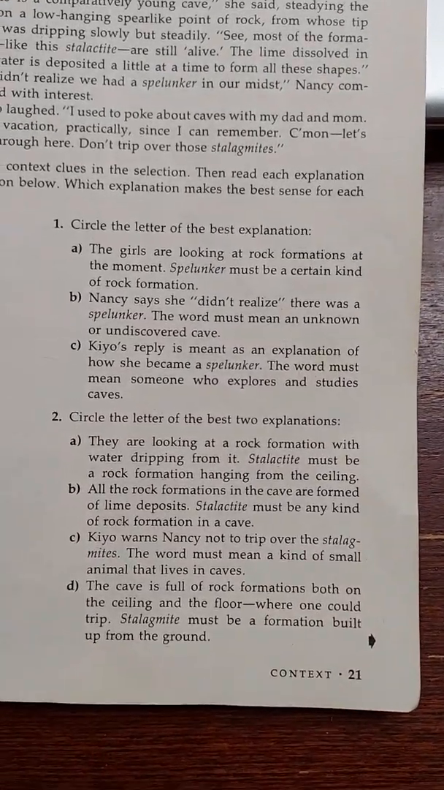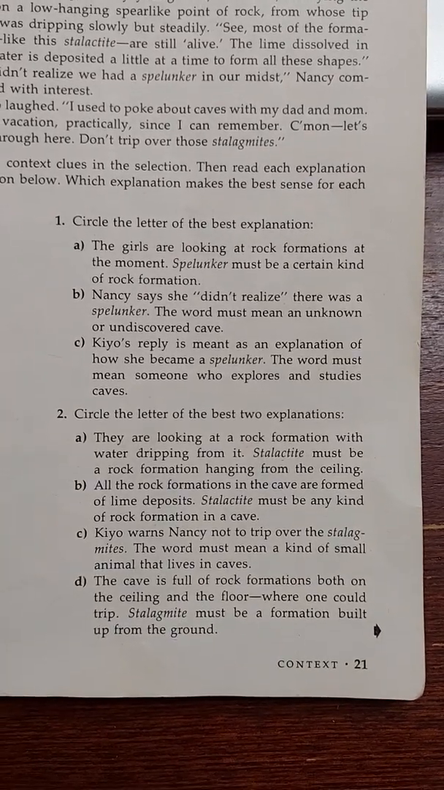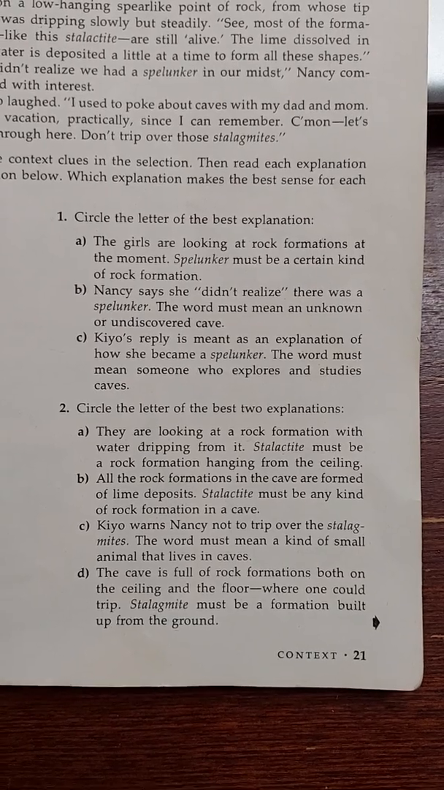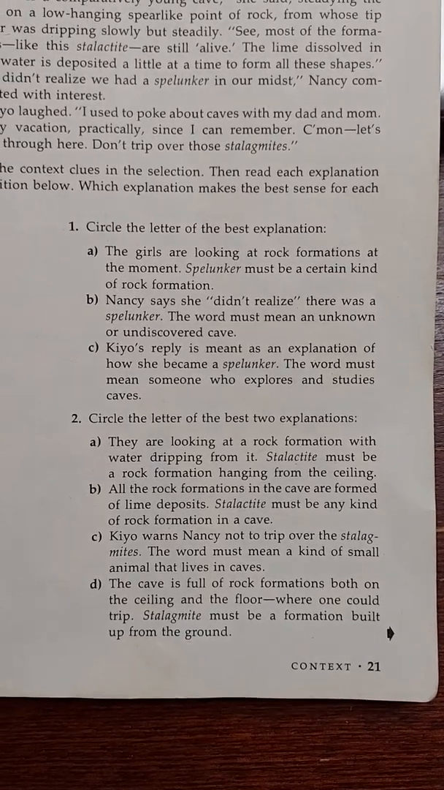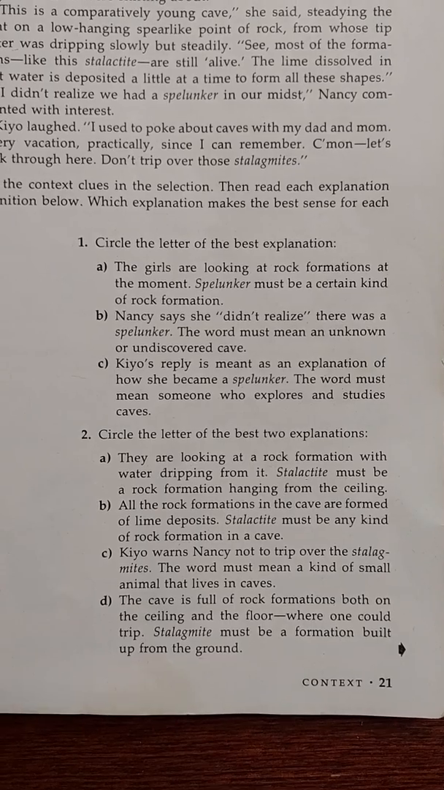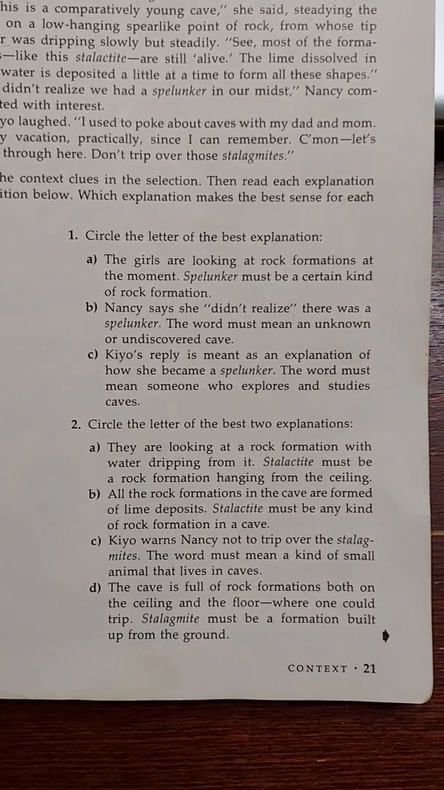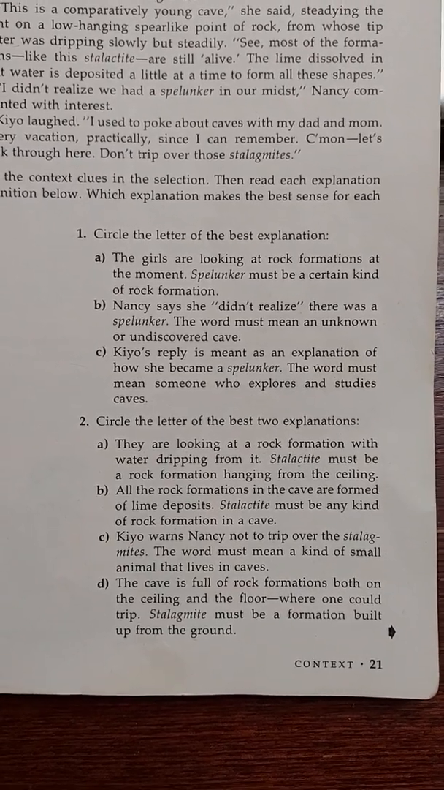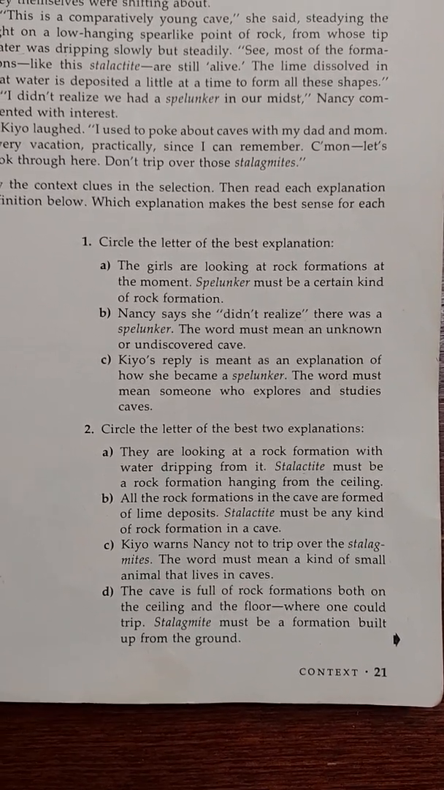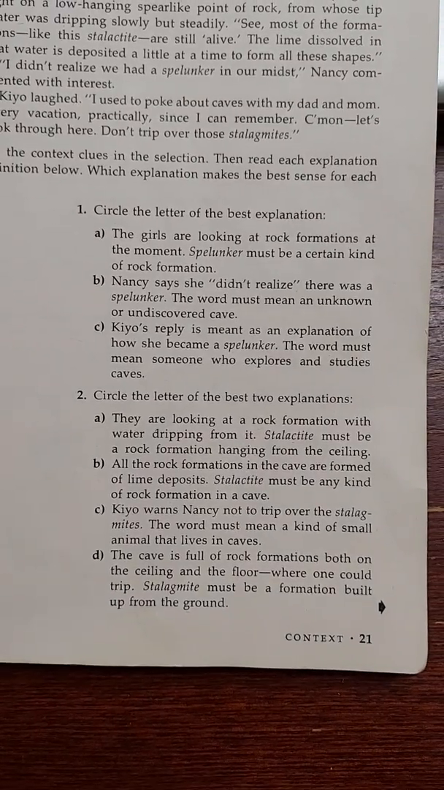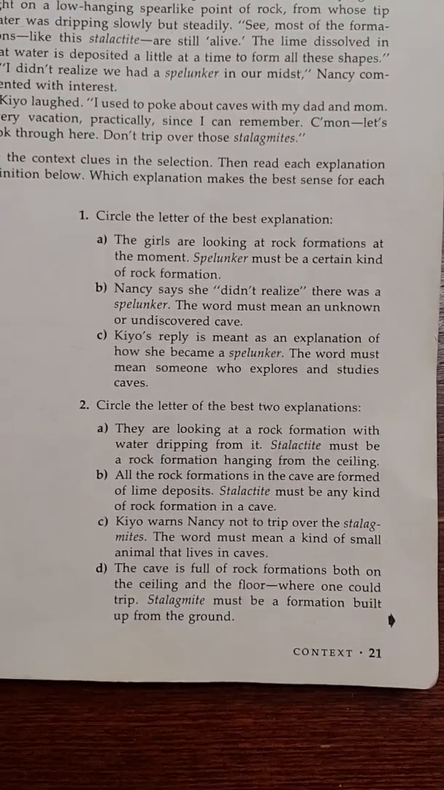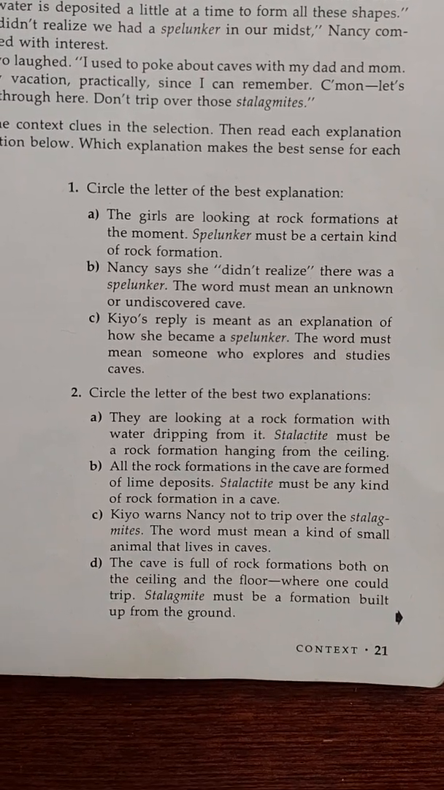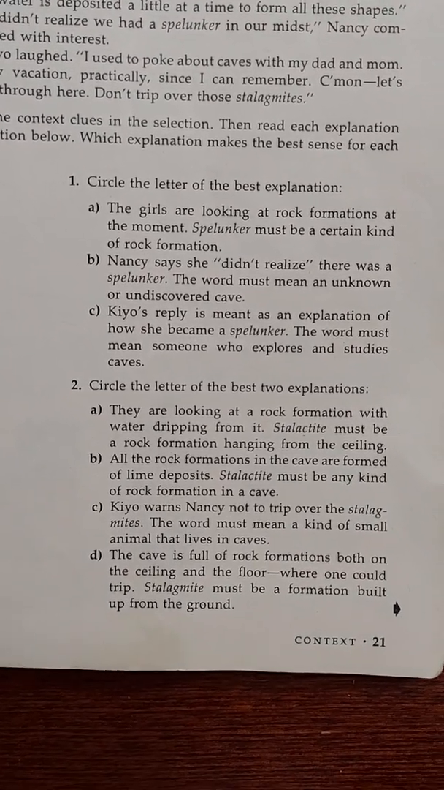Number 1, circle the letter of the best explanation, but you'll pick it in Google Forms. A, the girls are looking at rock formations at the moment. Spelunker must be a certain kind of rock formation. B, Nancy says she didn't realize there was a spelunker. The word must mean an unknown or undiscovered cave. C, Kyo's reply is meant as an explanation of how she became a spelunker. The word must mean someone who explores and studies caves.